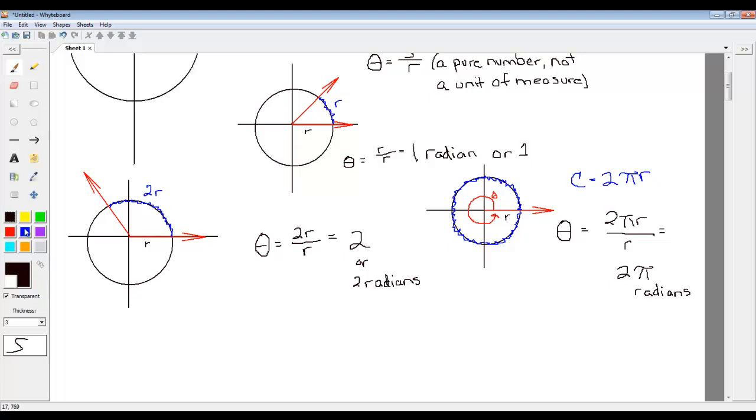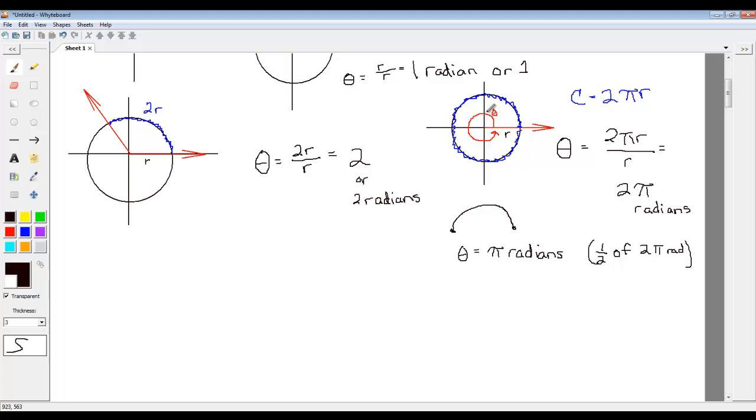Or if you have half the circle, then your theta would be pi radians, because it's half of 2 pi. And to abbreviate radians, you can say rad, R-A-D.